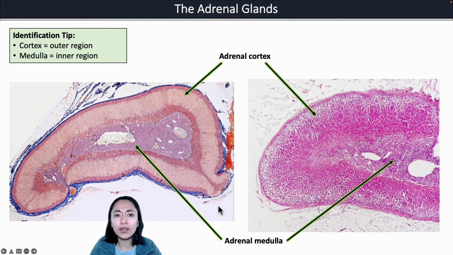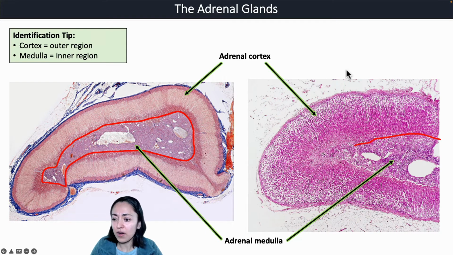So I'm going to outline the boundary between the adrenal cortex and the adrenal medulla in the left image here. So there's the line. So you can see the adrenal cortex has like 3 layers to it. And then in here again is the adrenal medulla. And then on the right here, it's a little harder to see the border, but I'll highlight it there. So you can see the border between the adrenal cortex and the adrenal medulla.